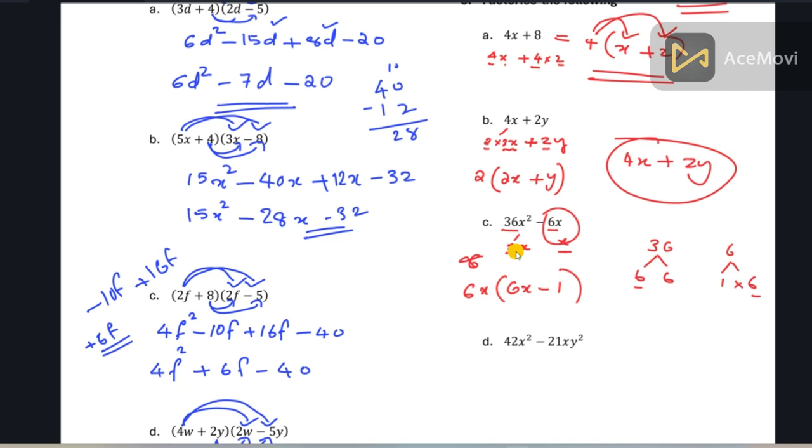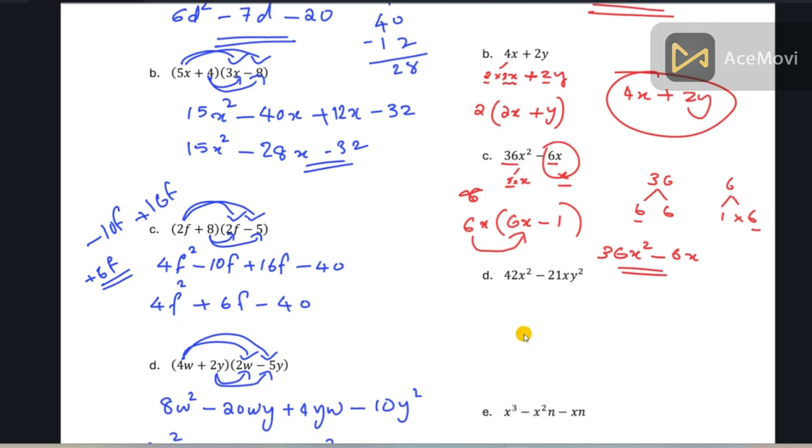Now we can check whether it is correct or not. 6x times 6x: 6 times 6, 36. x times x, x square. Then minus 6x times 1, that is 6x. Okay, now you need to write this one. You can just check whether it is correct or not.